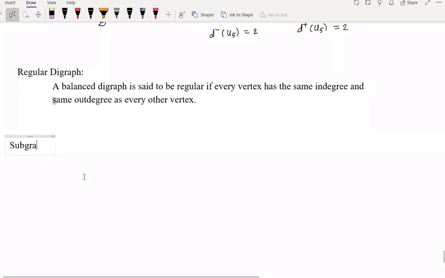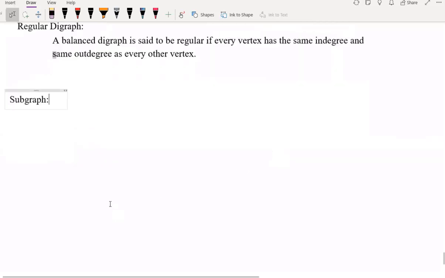Now, subgraph means what? A part of any graph is called a subgraph. It is just like a set and subset. मतलब जैसे कि set and subset होता है, it is just like that. There will be a graph and a subgraph. I'll tell you one example of the subgraph, then you will understand it.